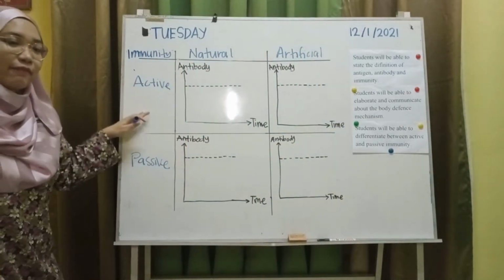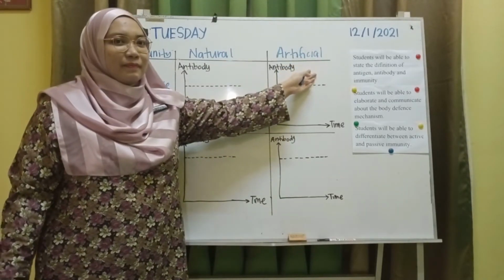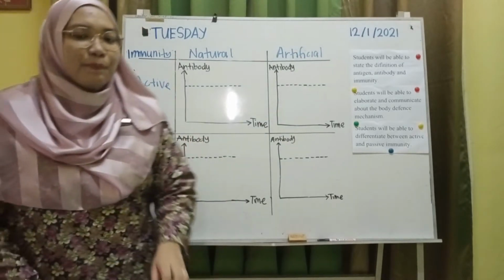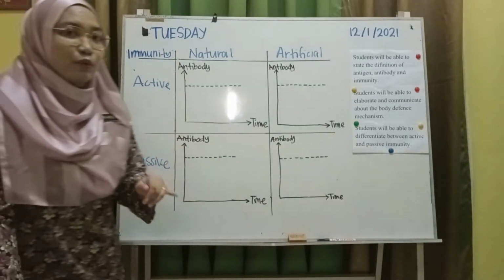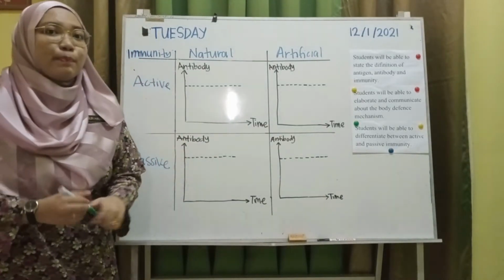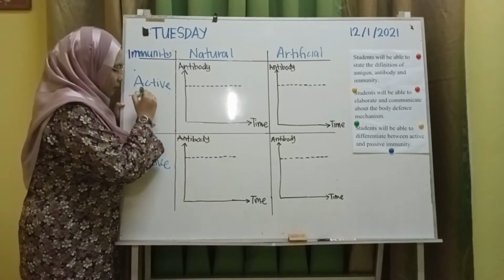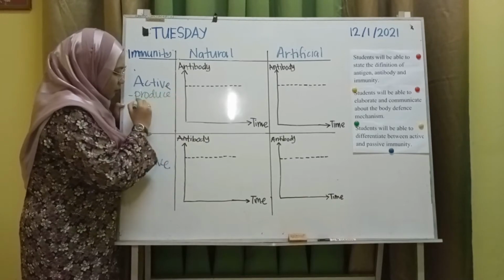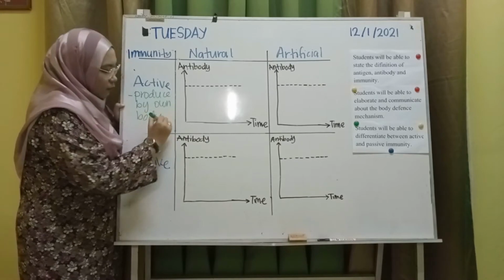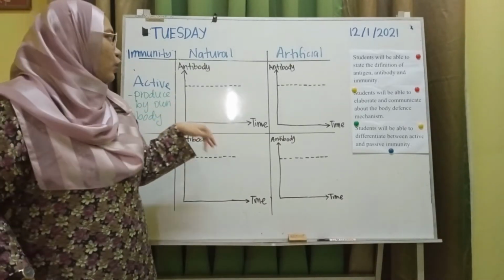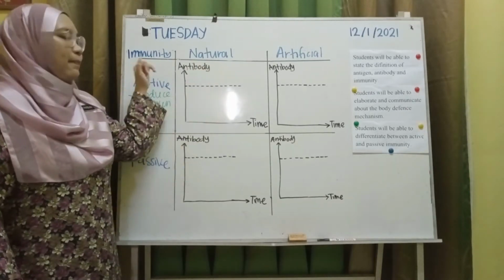And both active and passive can be divided into two more, which are natural and artificial. Okay. So, when it comes to active, you need to know that our antibody is produced by our own body. Okay, let's take a look at the first immunity, which is active natural immunity.